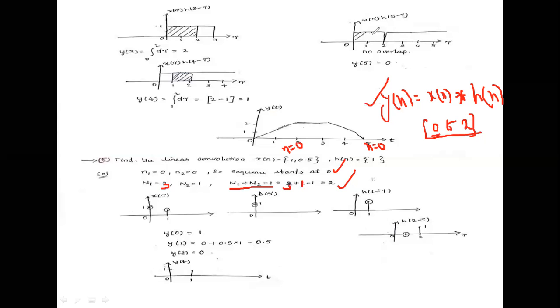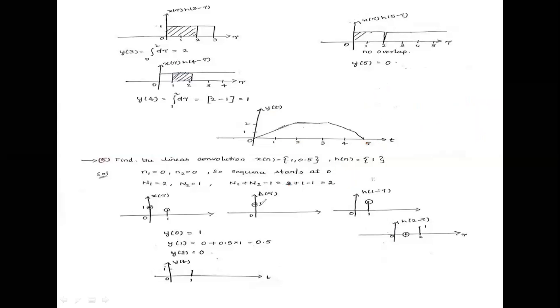And h of n has only one value, and x of n at 0 is 1, and at 1 is 0, and at 2 is 5, my dear students. Sorry, it was wrong earlier; at 2 it is 5. The given sequence is 1, 0, 5, and h of tau is equal to 1.